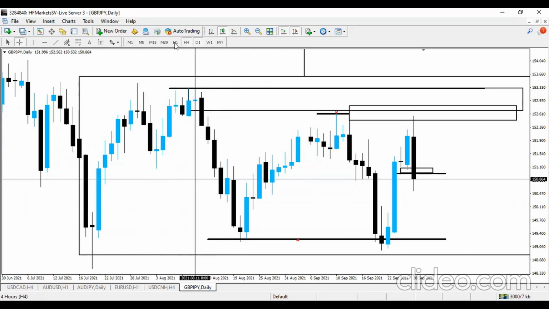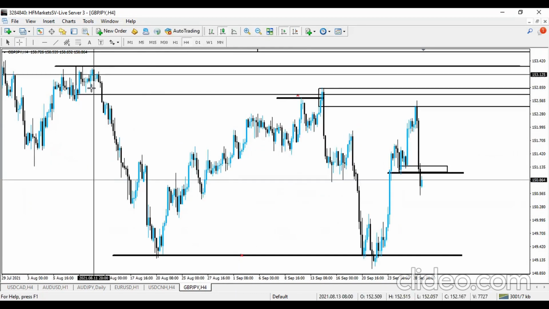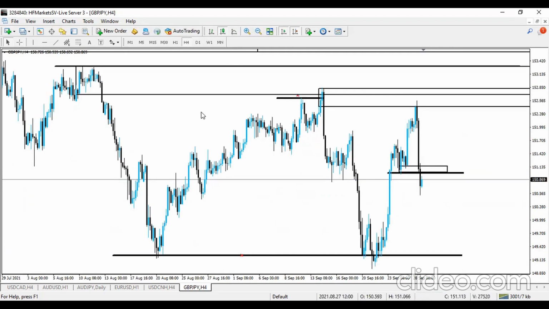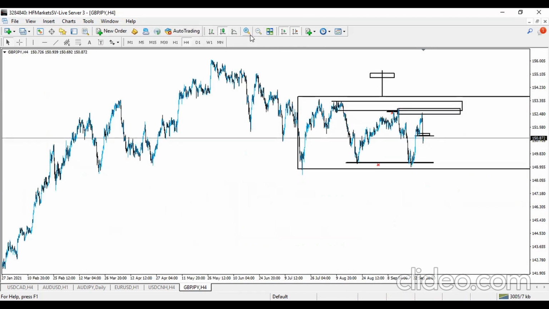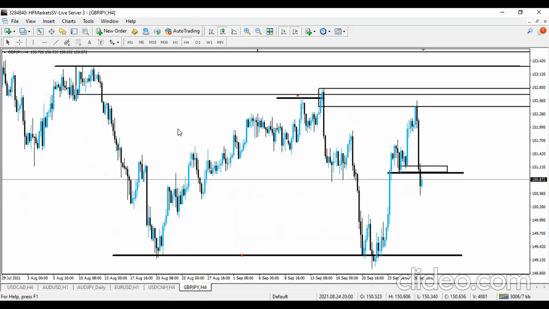Then I went back to my 4-hour. I knew that these guys had broken structure. From the daily, we've got the daily buyers as sellers, because we know they've taken liquidity. They've broken structure with this particular move, and they've taken out liquidity from it.